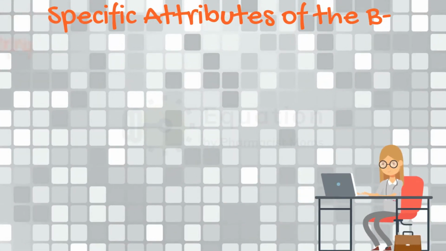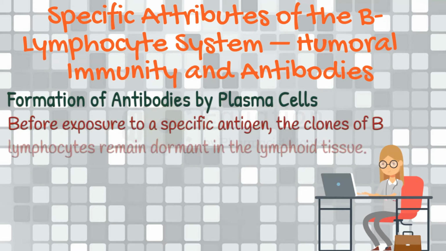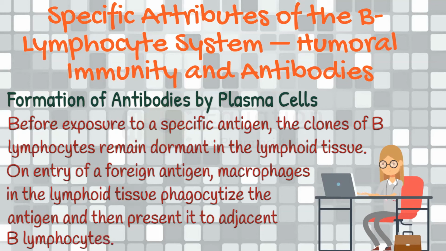Next we will discuss specific attributes of the B-lymphocyte system, humoral immunity, and antibodies. First we will learn how antibodies are formed by the plasma cells. Before exposure to a specific antigen, the clones of B-lymphocytes remain dormant in the lymphoid tissue. On entry of a foreign antigen, macrophages in the lymphoid tissue phagocytize the antigen and then present it to adjacent B-lymphocytes.